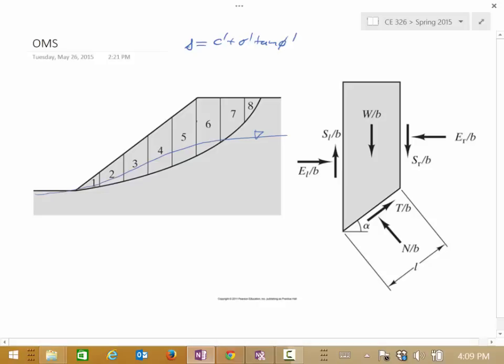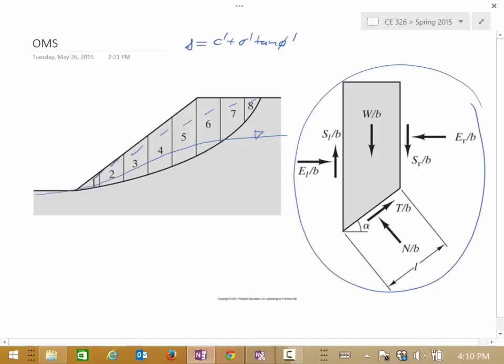we're going to divide the slope up into slices as shown here. The number is relatively arbitrary since we're going to do this with a spreadsheet or a numerical program. We can divide up into a lot of slices, which means we don't have to spend a lot of time talking about how to divide it up into slices. And here's the free body diagram for any one slice, right?